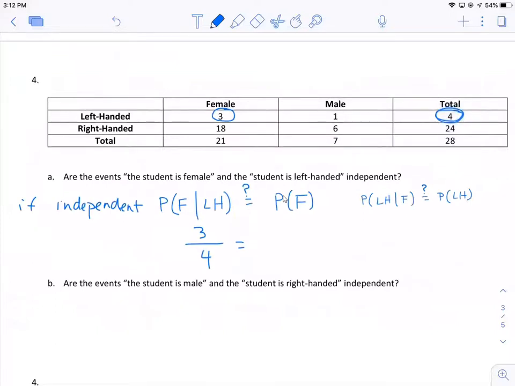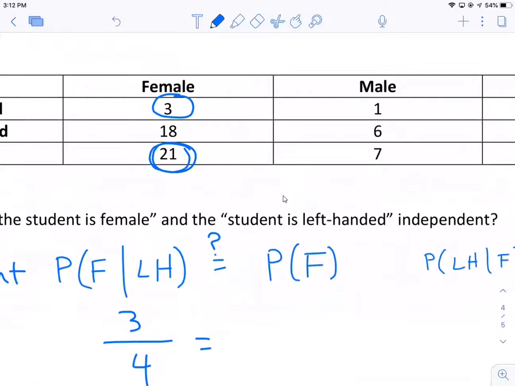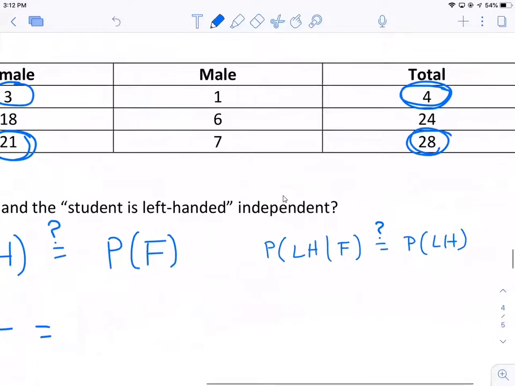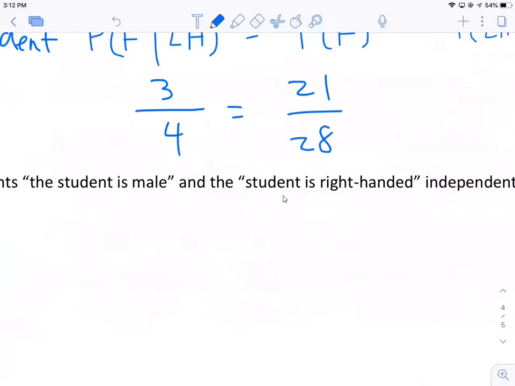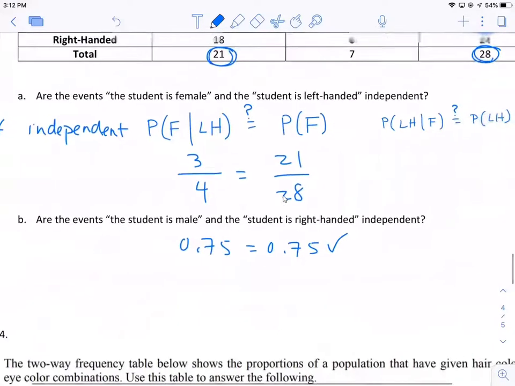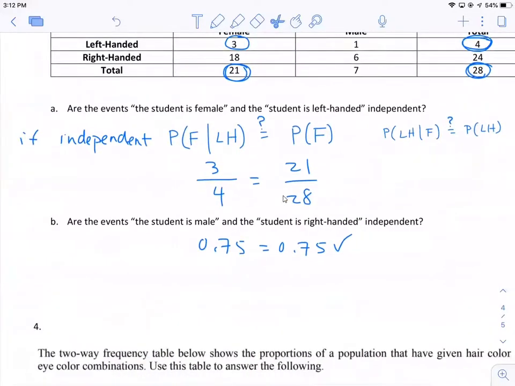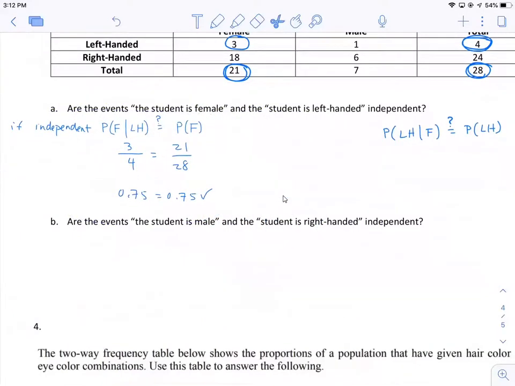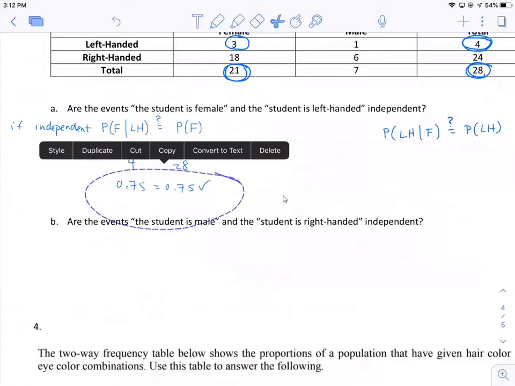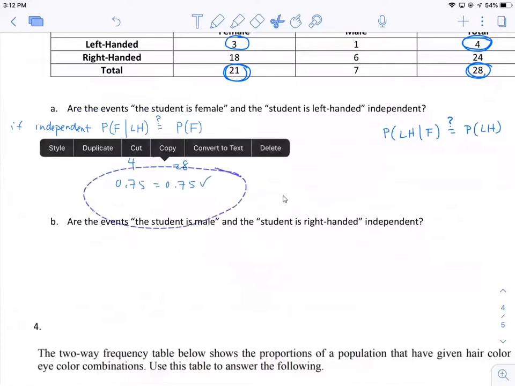And what's the probability that a student is female? Well, 21 out of 28. And 0.75 equals 0.75. So yes, this checks out. The events are independent. Right? Being a female and being left-handed is independent.